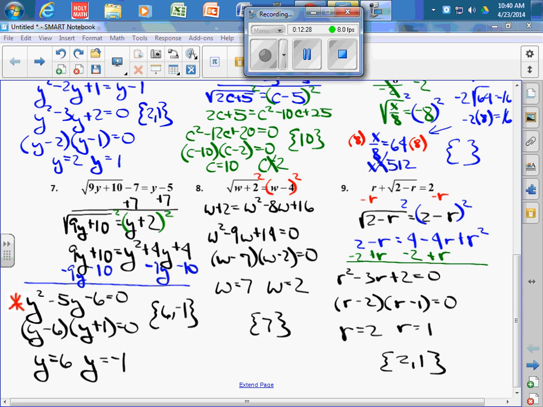To factor it, you get w minus 7, w minus 2, which nets you w is equal to 7 and w is equal to 2. Well, the 7 works, but the 2 does not. Plug the 2 into the original equation, and you'll see what I mean.